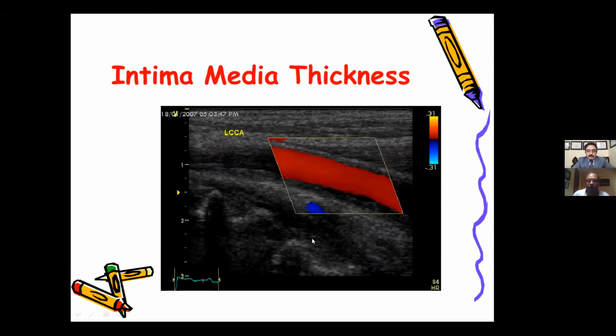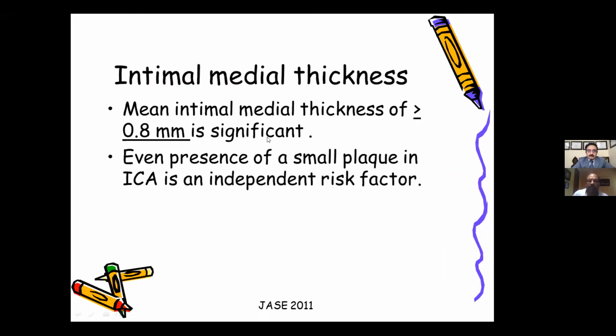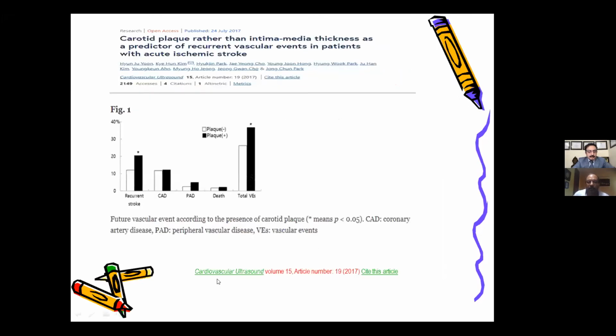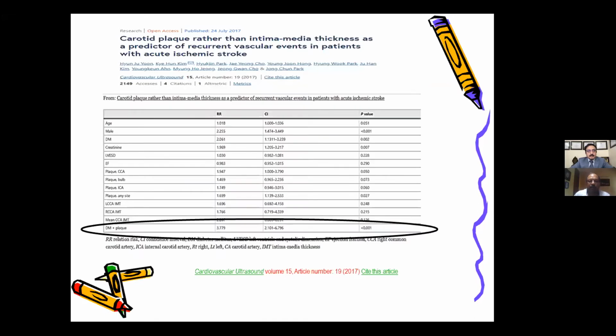And it was in 2011 and 2012 that we said a mean intimal medial thickness of more than 0.8 millimeters is significant. But at the same time in 2011, it started appearing in the literature that even the presence of a small plaque in the ICA is an independent risk factor. And this was subsequently confirmed by a study published in 2017 in a Cardiovascular Journal, saying that carotid plaque rather than intimal medial thickness is a predictor for recurrent vascular events in patients with acute ischemic stroke. Meaning to say that you look at intimal medial thickness, but at the same time if you happen to find a plaque, that is more important than intimal medial thickness.